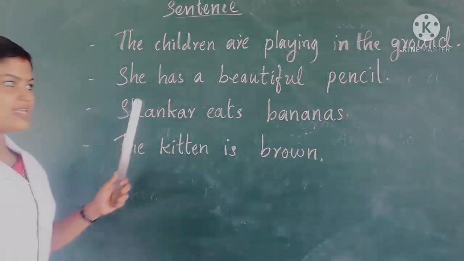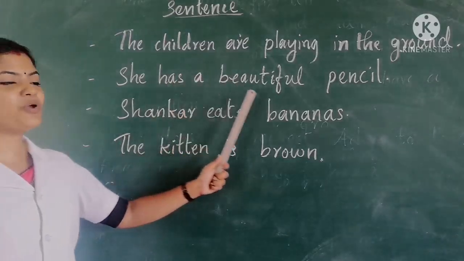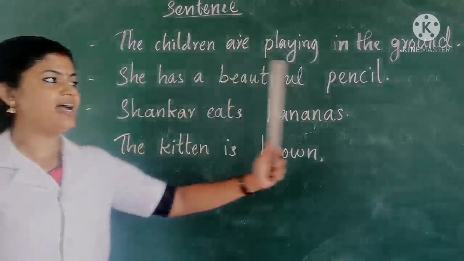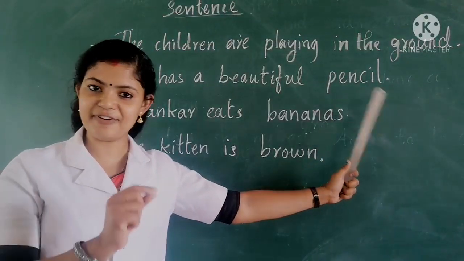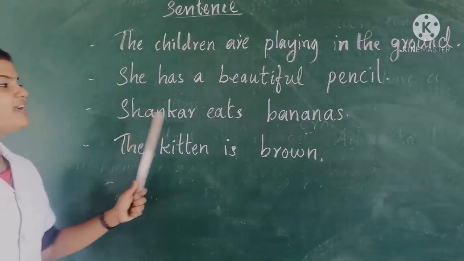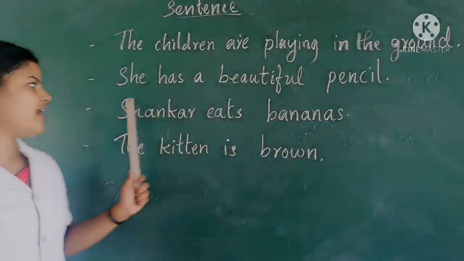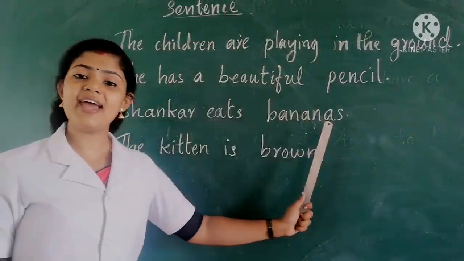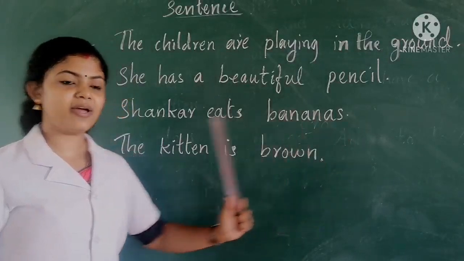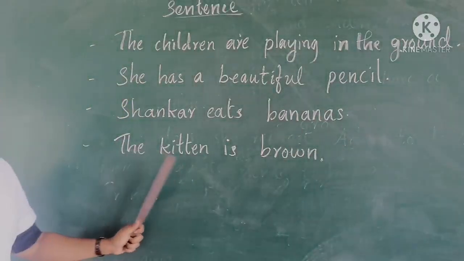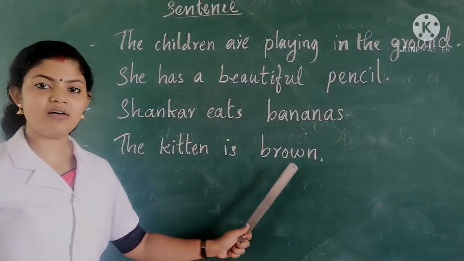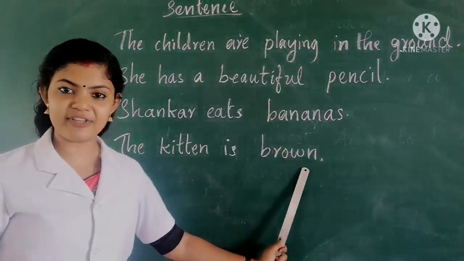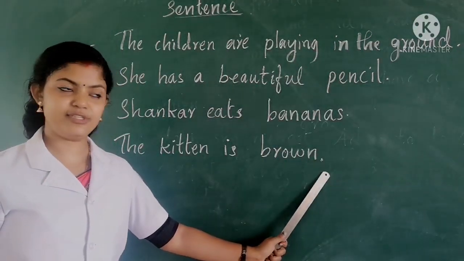There are three more examples. She has a beautiful pencil. S is capital, and end of the sentence there is a full stop. Shankar eats bananas. At the beginning we can see the capital letter S and end with a full stop. Next sentence, the kitchen is brown. Here T is capital and end of the sentence there is a full stop.